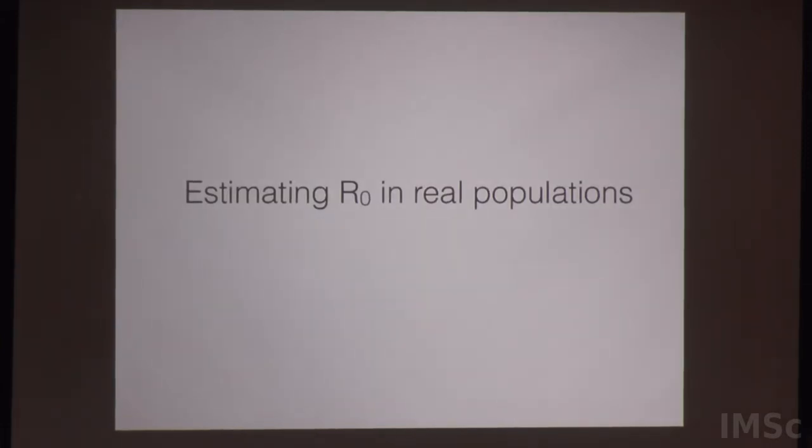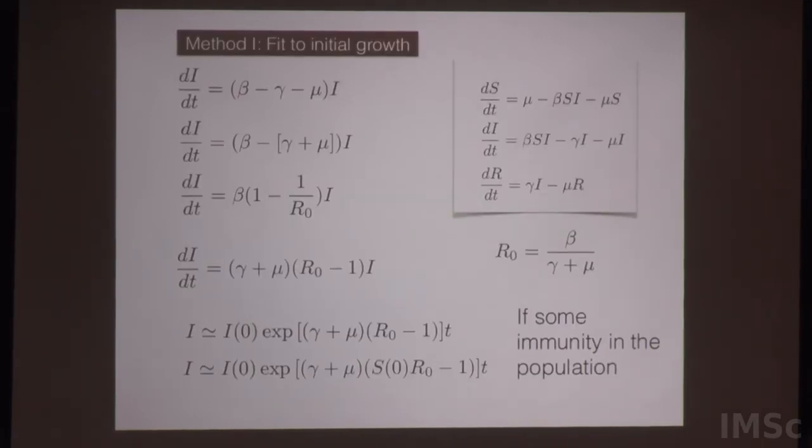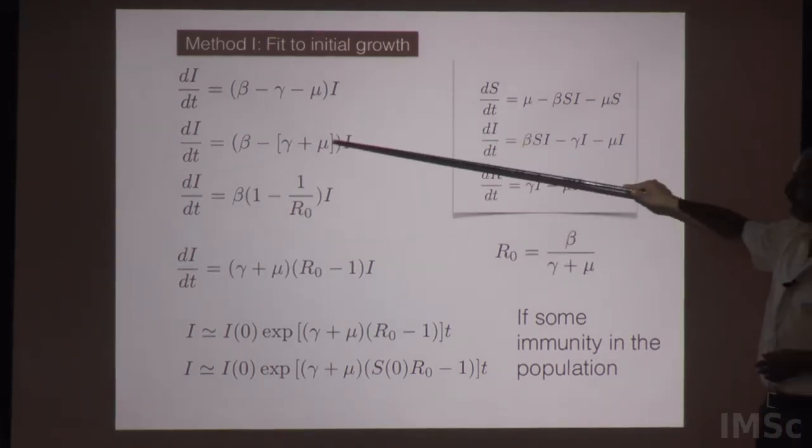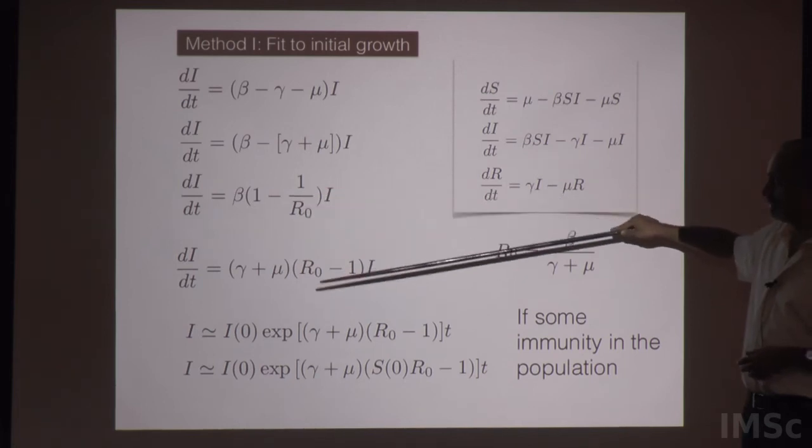All right. Having done that, let's get into the business of saying how do people who work in epidemiology or public health actually extract numbers that represent data. So one method is the following. Go back to these equations here. dI/dt is beta minus gamma minus mu. Combine these terms here, right? This is 1 minus R naught.